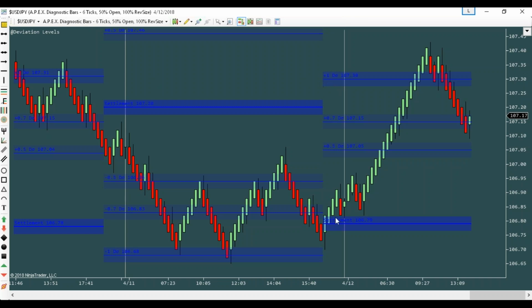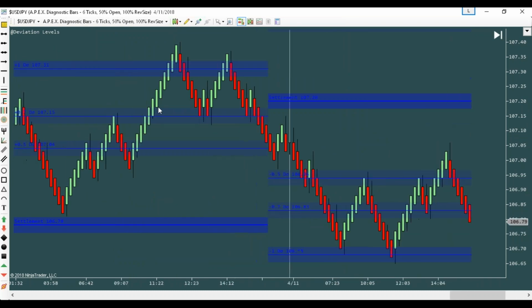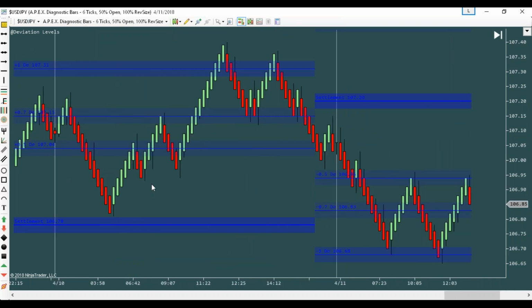And a +1 or -1 deviation move of the market is close to an 80% maximum move. 80% of the time the market's not going to go past 1 deviation. And you can actually see that here, just looking at this dollar-yen chart right here.